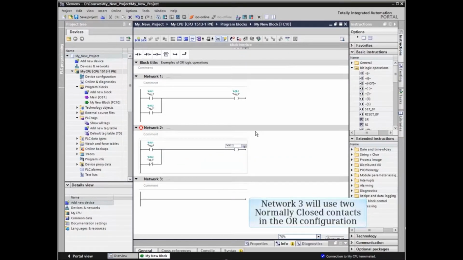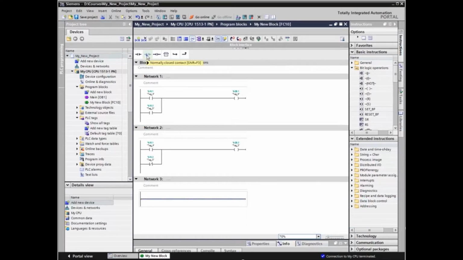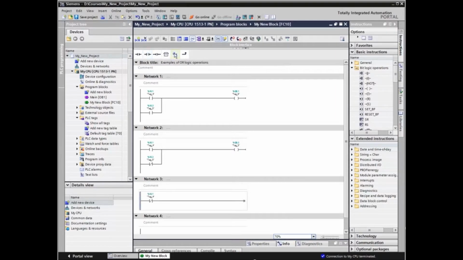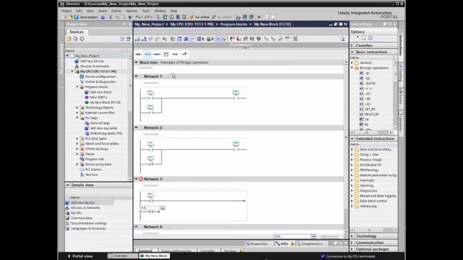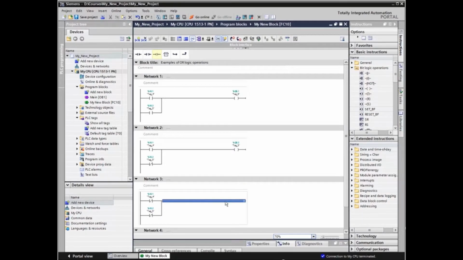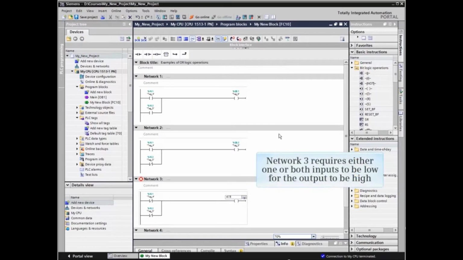In network 3, we will insert two normally closed contacts in the OR configuration. Network 3 requires either one or both inputs to be low for the output to be high. If both inputs are high, the output is low.